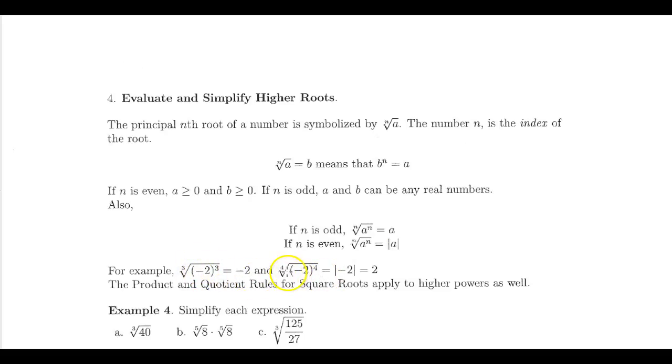And the fourth root of -2 to the fourth, well, 4 is even, and -2 to the fourth will be a positive number. So we can do that, but in order to do that, we take the absolute value of -2, which is 2. And the product and quotient rules for square roots apply to higher powers. So we can use the product and quotient rule as we were using back in the prior objectives of this lesson.